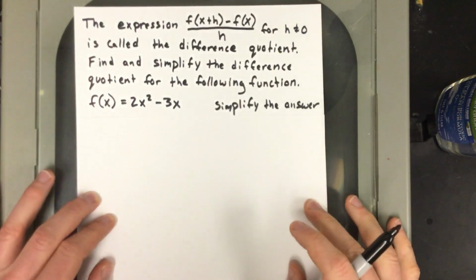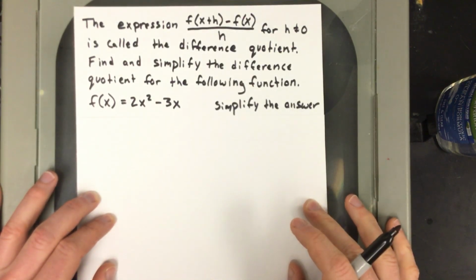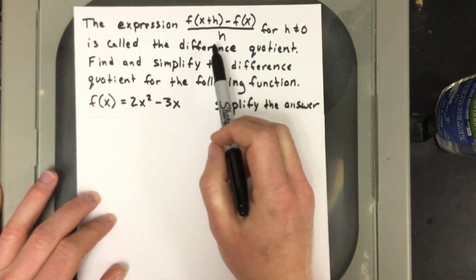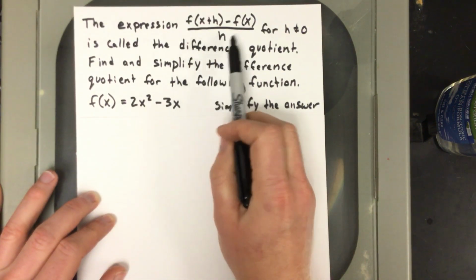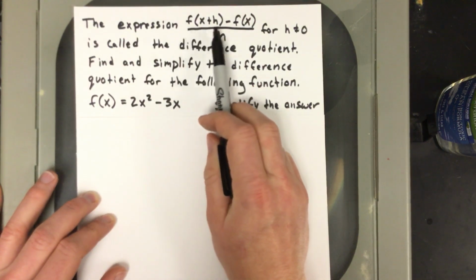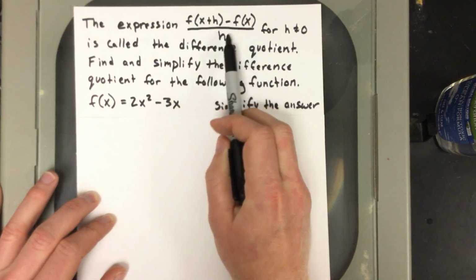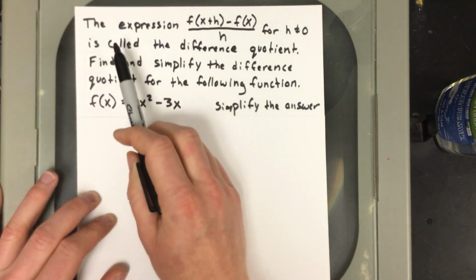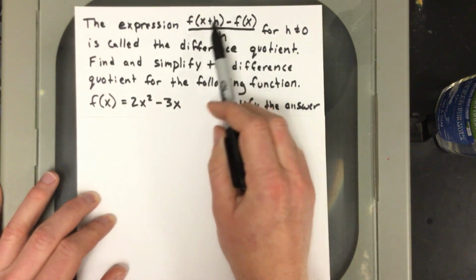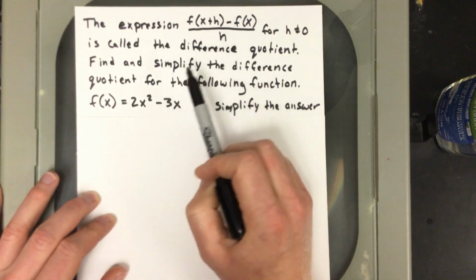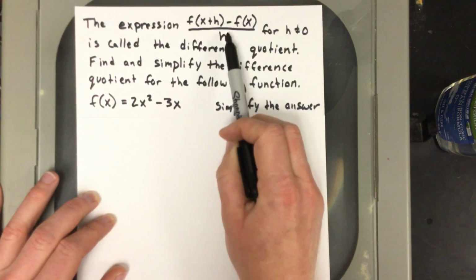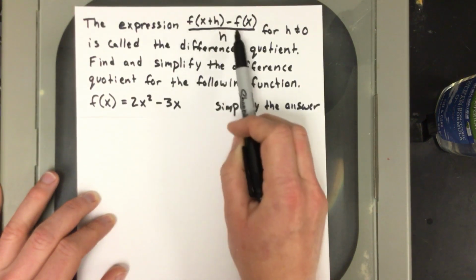Hey everyone, this is a problem from section 3.1 and it's over the difference quotient. If you remember what the difference quotient is, we saw this in chapter 1, but the difference quotient is f of x plus h minus f of x over h. So it asks us for this expression, which is the difference quotient. Keep in mind h cannot be 0 because we're dividing by h, but this is the difference quotient.